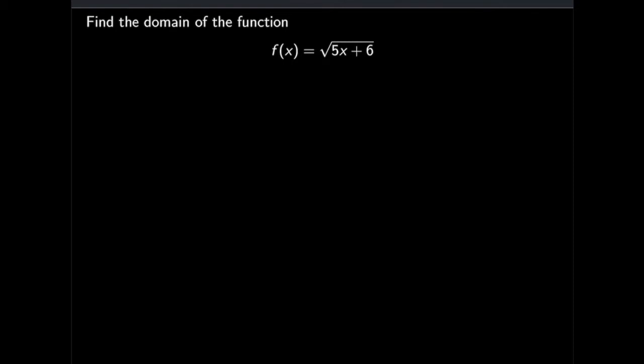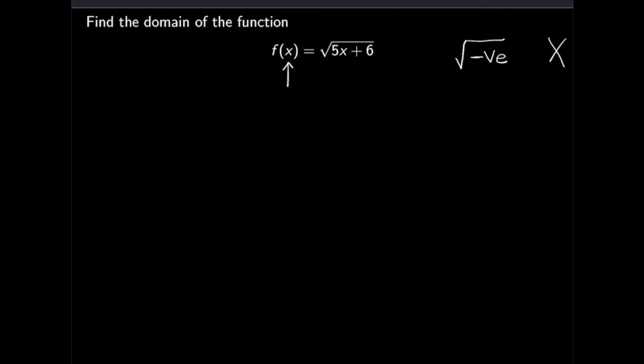This time our function is a square root function. It's not a rational function. And we need to understand one thing about the square root symbol: you cannot insert negative values in the square root. That is wrong. So having a negative number inside the square root will be a problem.